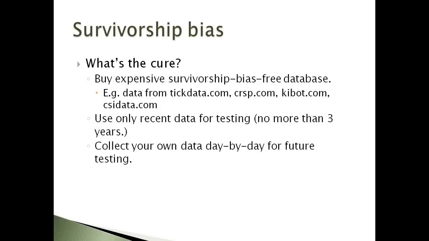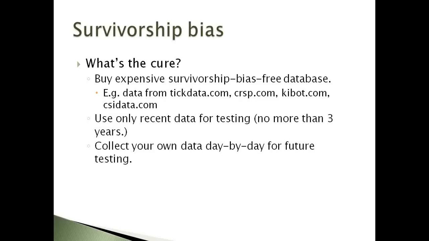Okay, so what is the cure now that we know survivorship bias can be so damaging? Well, one way to cure it, of course, is to buy good quality data that does not have this bias. There are now a lot of reasonably priced data sets that give you all the listed stocks. For example, Kibot.com and csidata.com cost just a few hundred dollars for a few years of U.S. equity data. For tick data, if you want high frequency data, tickdata.com will also sell you data that does not have survivorship bias.